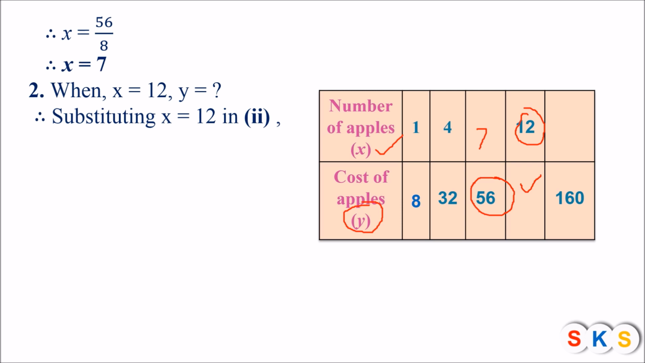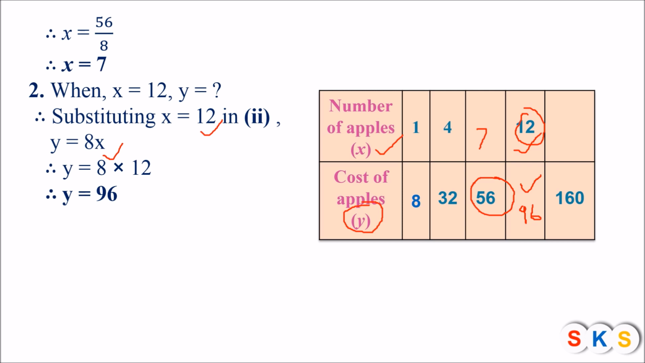So we will substitute this in equation number 2, that is y equals 8x. We are going to replace x by 12. So we will get y equals 8 into 12. So y equals 96. Okay, so here y is 96. That means when the number of apples is 12, the cost of 12 apples is 96.